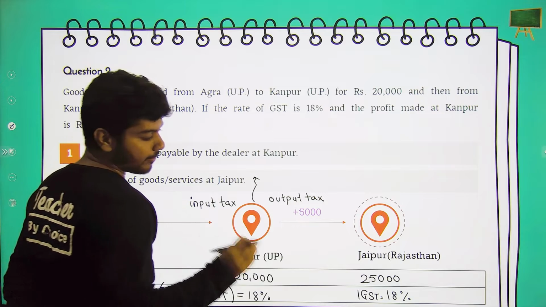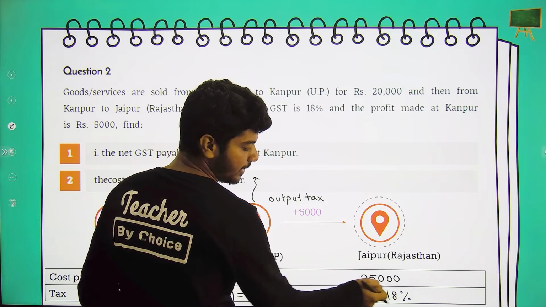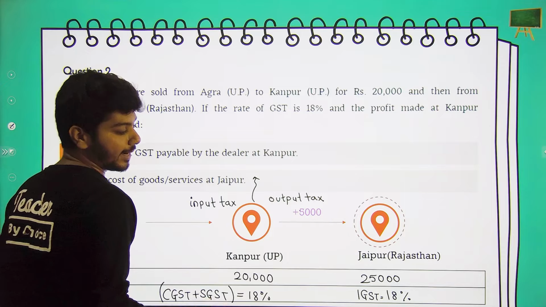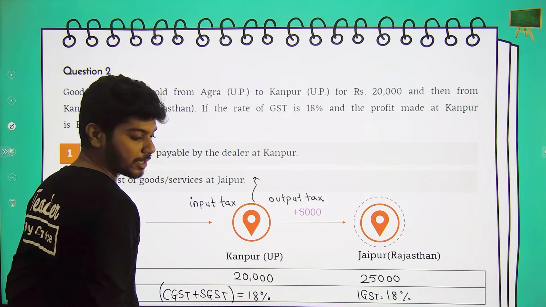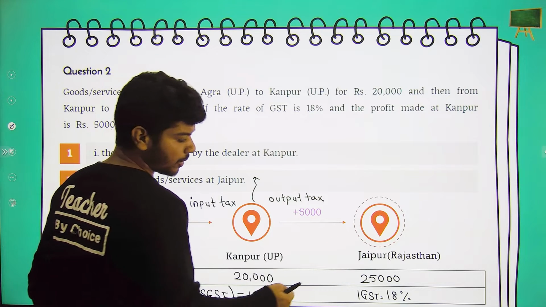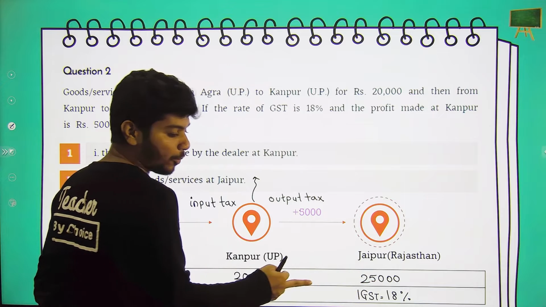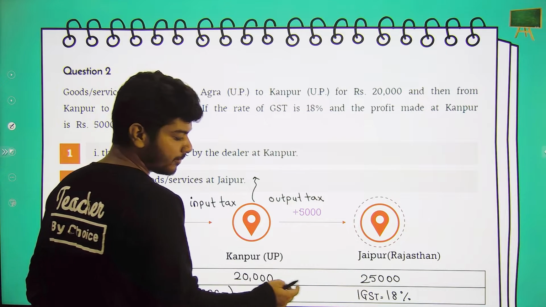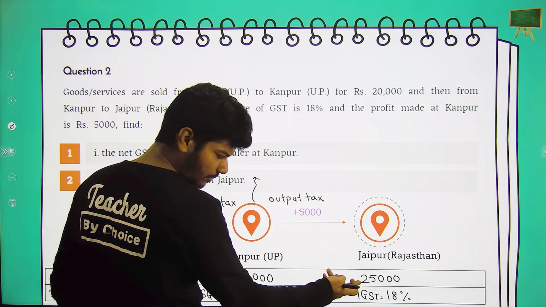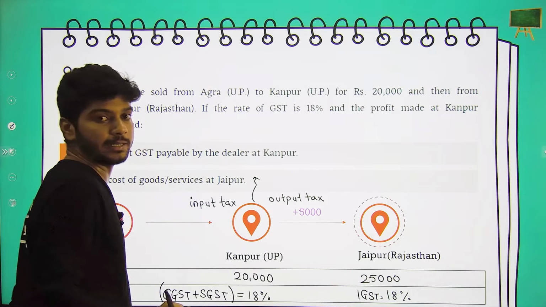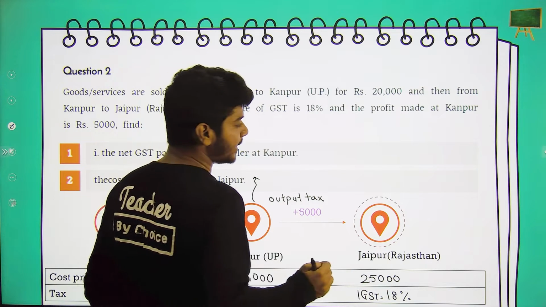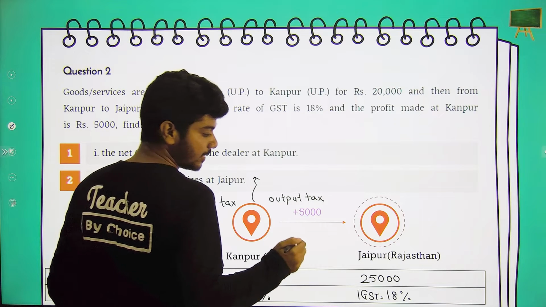See, whenever we calculate output tax, we will see how much amount was collected from Jaipur. Now I want you to pause the video and just see: 25,000 ka 18% is how much?